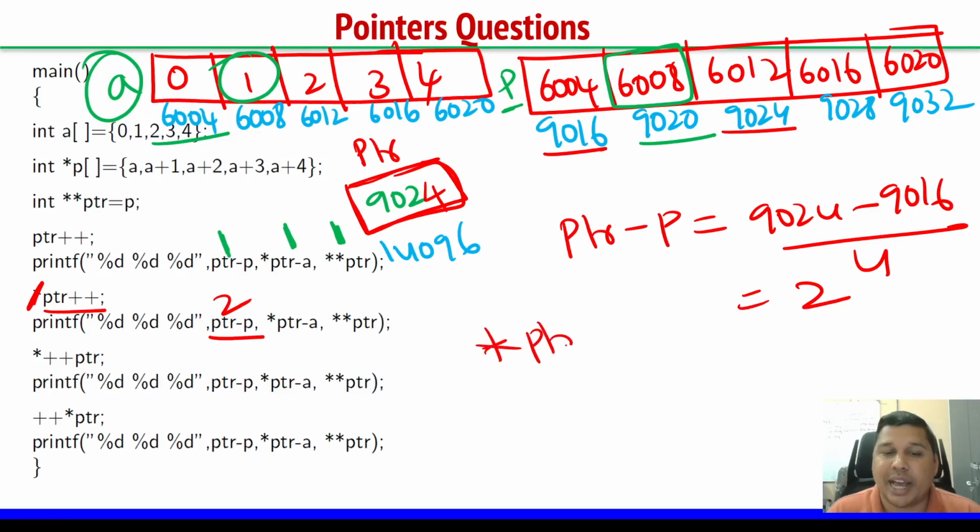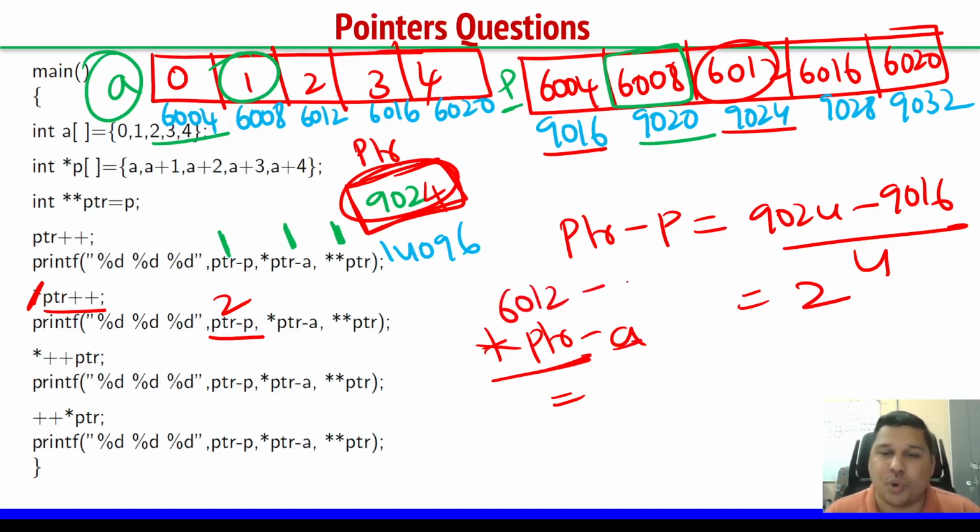Next, star PTR minus A. What is star PTR minus A? With this given data, can you guess what the star PTR minus A value is? Okay, right. PTR means 9024, star of 9024 means 6012, 6012 minus A means 6004. So the difference is 8 by 4, again this is 2, this is also 2. Okay, we will skip that.